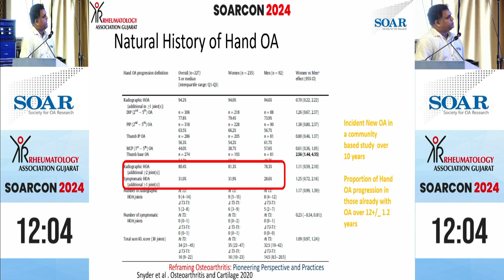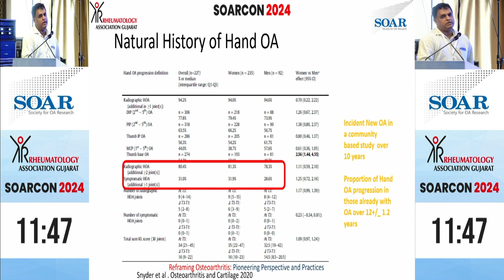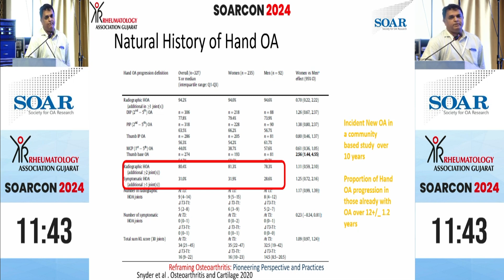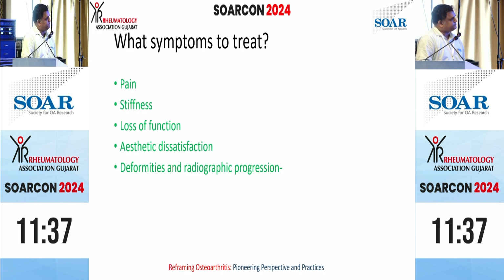Symptomatic hand osteoarthritis, however, was less common but no less significant, because about one third of these patients developed symptomatic hand osteoarthritis in new joints after approximately 12 years. So hand osteoarthritis is by no means a very benign or innocuous condition. It can be troublesome. It can progress radiologically, but thankfully the majority of them do not become symptomatic. But the ones who become symptomatic are quite significantly affected.